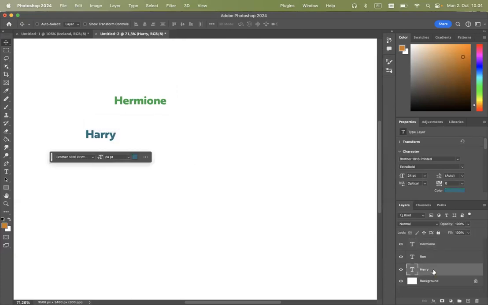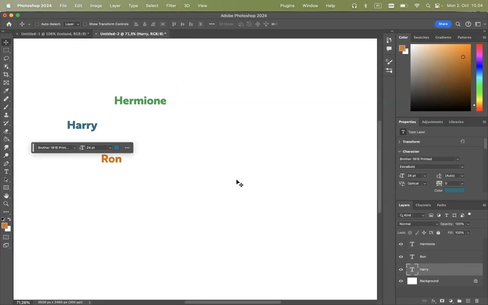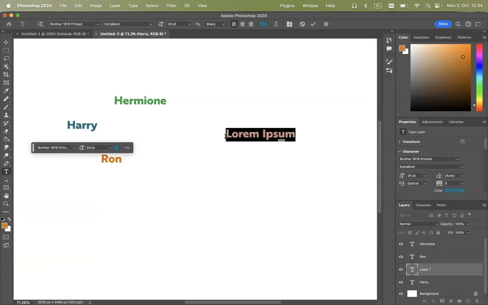Okay, what about other characters, of course? It's a very large cast here. So who's the main antagonist to Harry? Tom Riddle. Lord Voldemort. Of course, Voldemort.